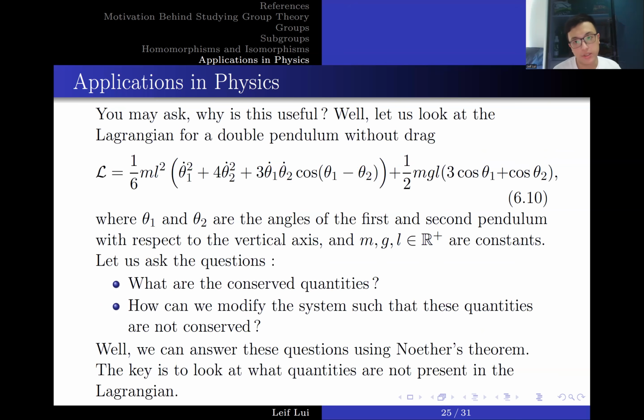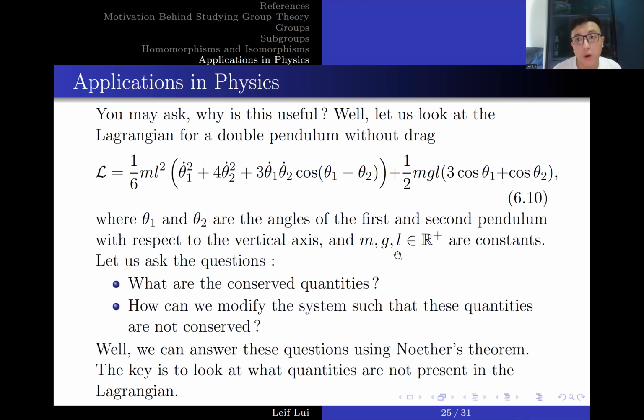Well, you may ask, why is this useful? Let us look at the Lagrangian for a double pendulum without drag. This is a very complicated Lagrangian. θ1 and θ2 are the angles of the first and second pendulum, respectively, with respect to the vertical axis. And m, g, and l are positive real numbers that represent the mass, acceleration due to gravity, and the length of the pendulums, respectively.